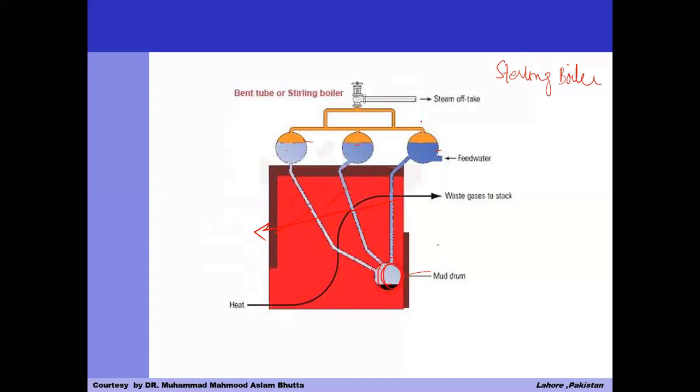The upper 3 drums are connected with equalizer tubes. These tubes are known as the equalizer tubes, as shown in the figure. The feed water first enters the rightmost upper drum. Due to the higher density, this water comes down in this way into the lower water drum. Then the connecting pipes to the upper 2 drums are heated up, and consequently the steam bubbles are produced. This is the most basic working principle of the bent tube boiler.